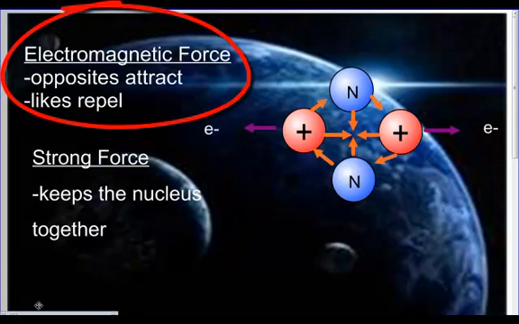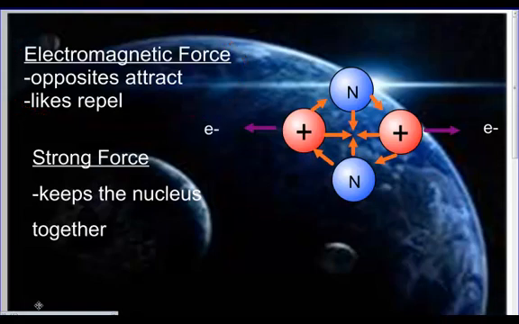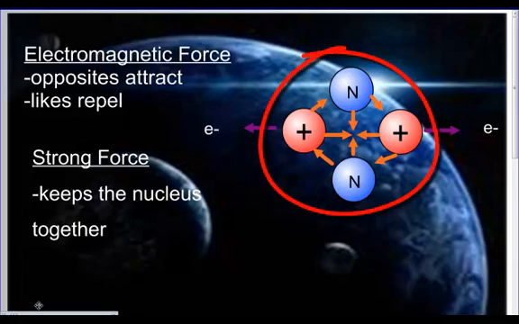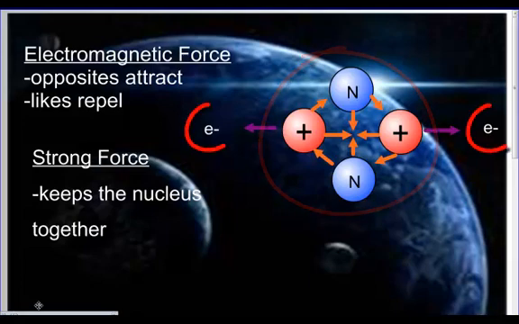The first one we're going to talk about is electromagnetic force, and the definition of that is that opposites attract and likes repel. You already kind of know about this force, and you didn't even know it was called electromagnetic. If we look at the nucleus right here with my red protons and my blue neutrons, you see my electrons are a little bit further out, and there's a purple arrow pointing towards the electrons. This is showing that the electrons are attracted towards the nucleus because opposites attract. So the negative electrons are attracted to the positive nucleus.